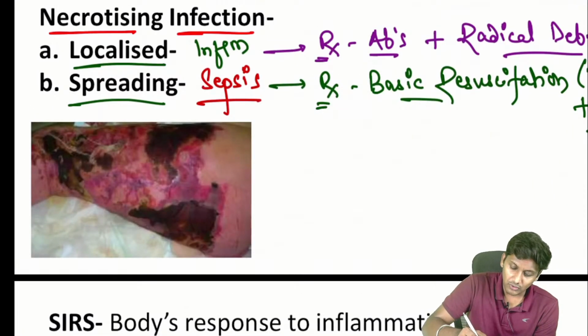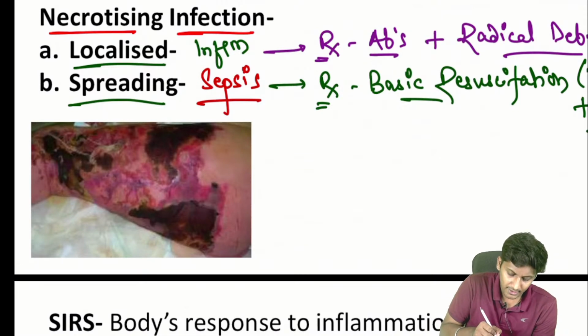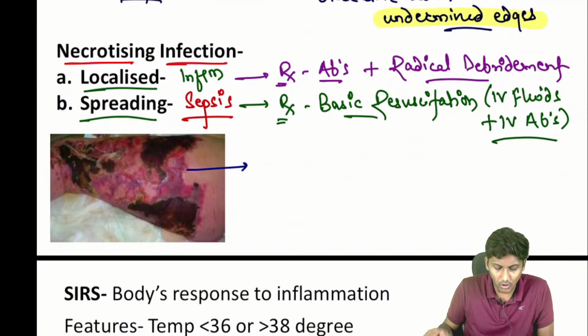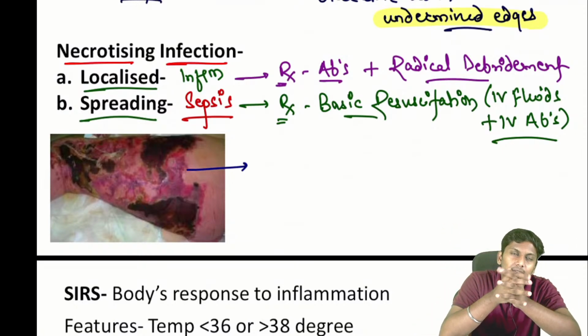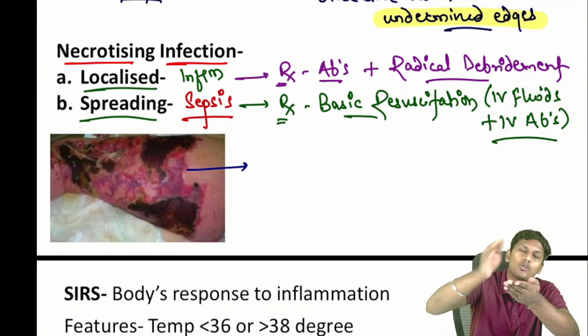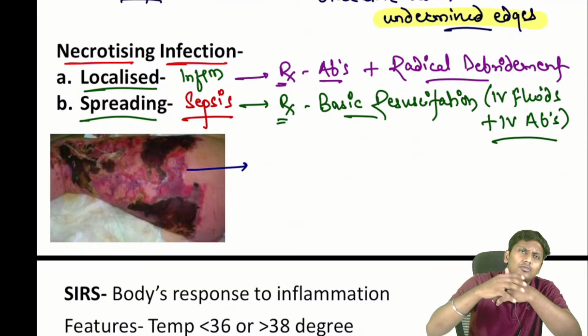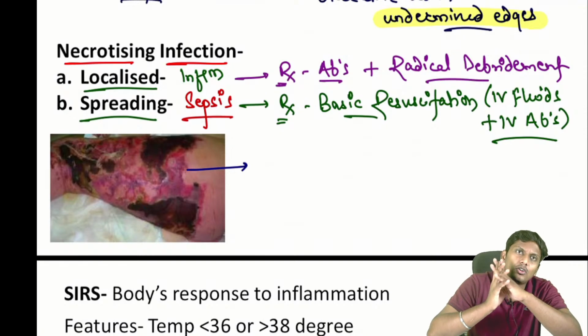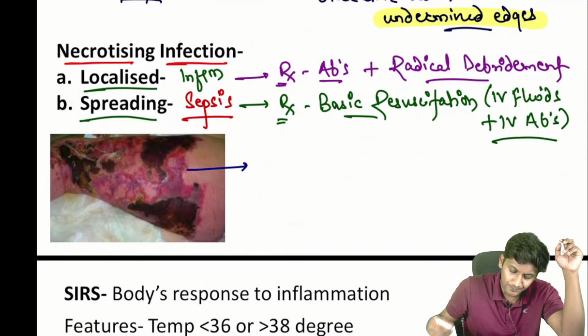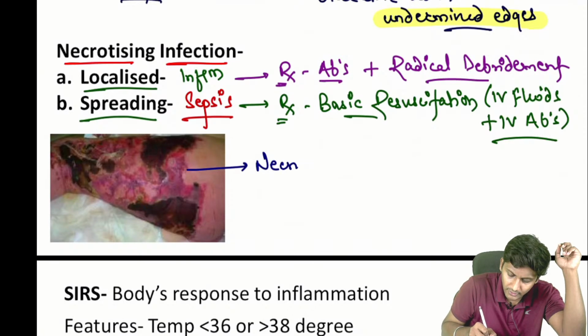So what is this? This is a type of spreading necrotizing infection itself. What do you see here? As you can see, not the whole layer of the muscle is involved, only the superficial layer is involved. The covering of the muscle is known as fascia. So here the infection has not spread to the muscles completely, but is only in the fascia of the muscle. Therefore this case is known as necrotizing fasciitis.